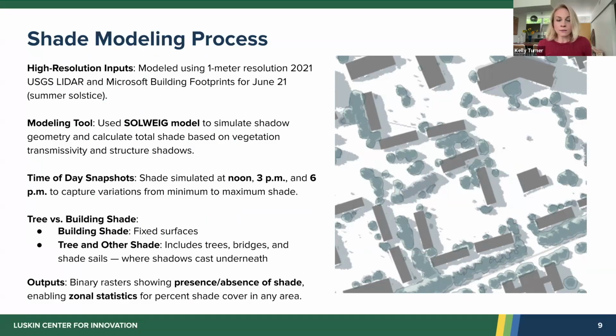We looked at 3 different snapshots of the day, noon, 3 p.m., and 6 p.m., and that way we could capture minimum shade at noon when sun is directly overhead and maximum shade at 6 p.m. when it's a little lower in the horizon.